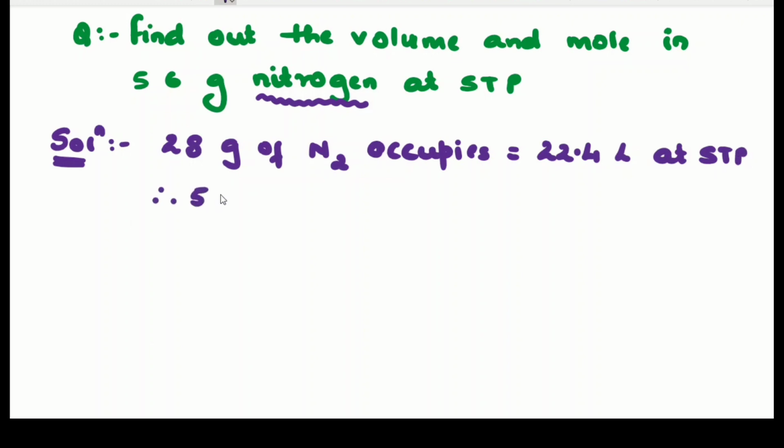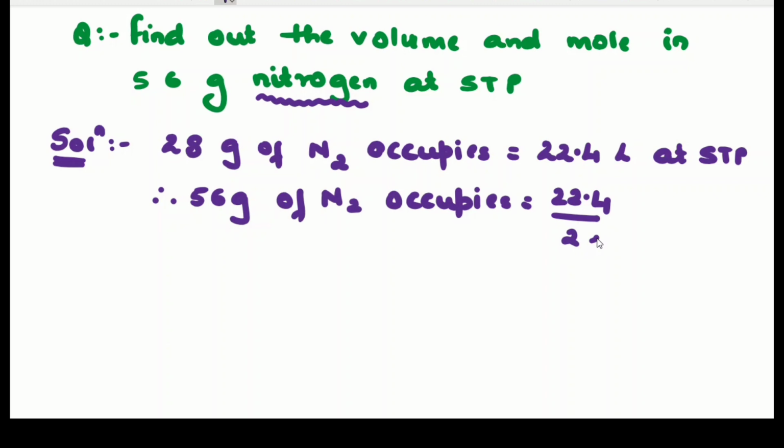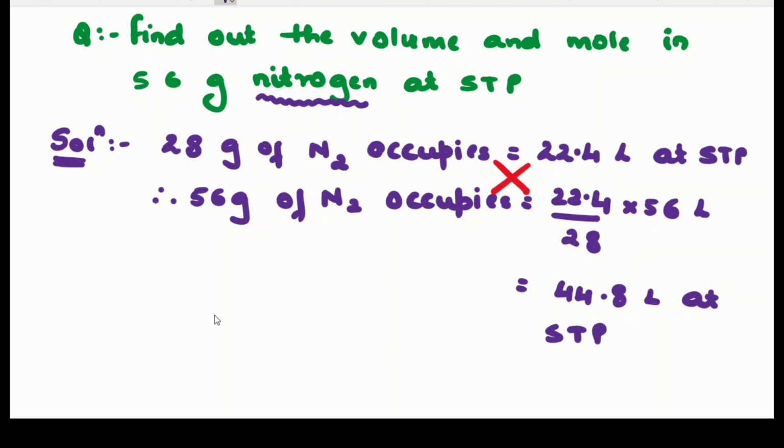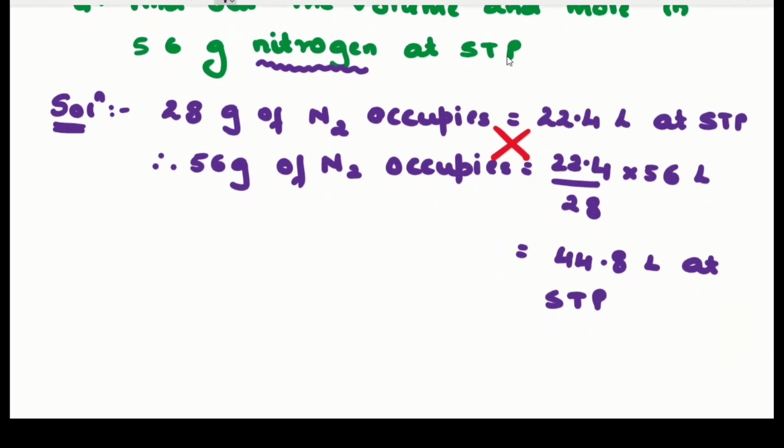Therefore, 56 gram of nitrogen occupies 22.4 upon 28, simply you need to cross multiply, into 56 liter, which is equal to 44.8 liter at STP. Okay, so the answer for volume in 56 gram of nitrogen is 44.8 liter at standard temperature and pressure.